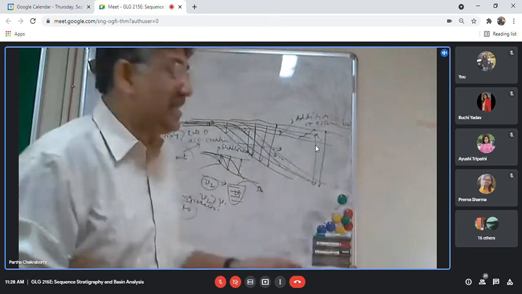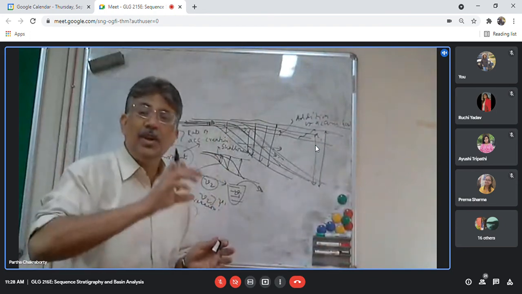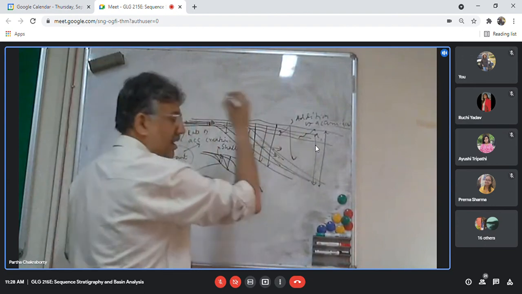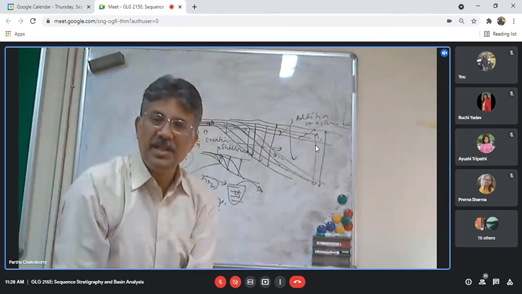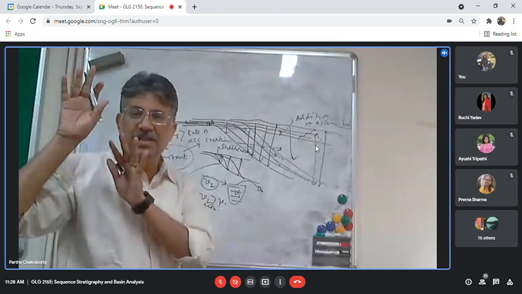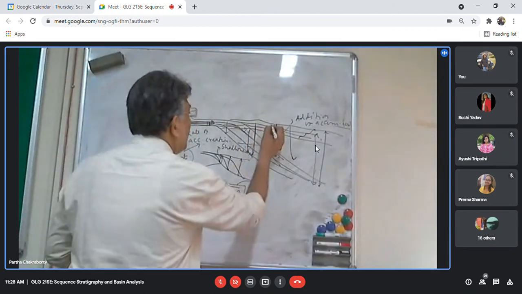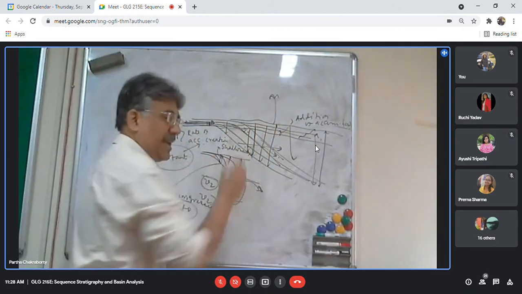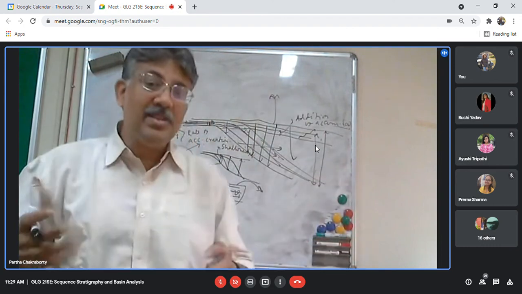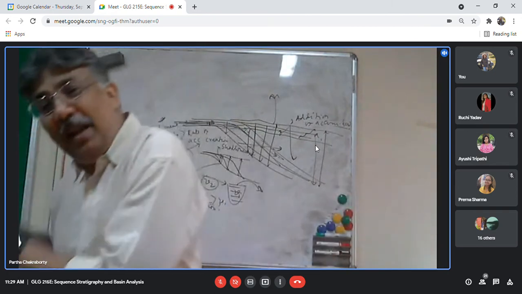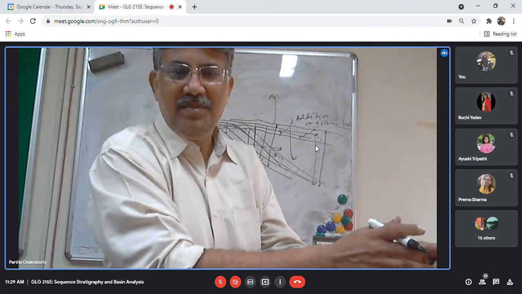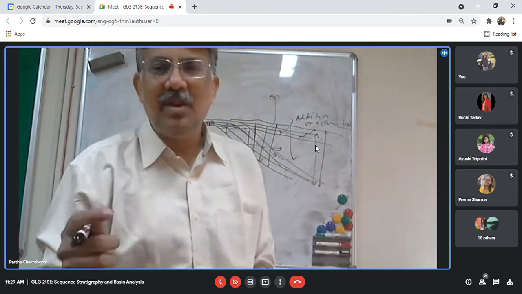But in most cases, a short period of normal regression is quickly succeeded by the active base level fall, and accommodation goes down. So you get erosion, and FSST comes over HST, or the base level starts rising at a fast rate, so transgression comes over normal regression. But if you allow normal regression for a long period of time, it itself will generate the transgression. Am I clear what I am saying?